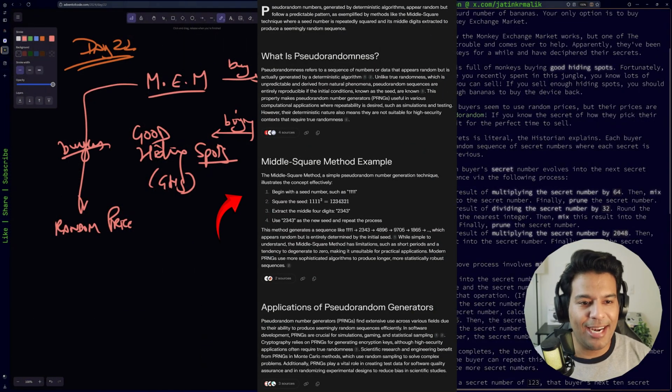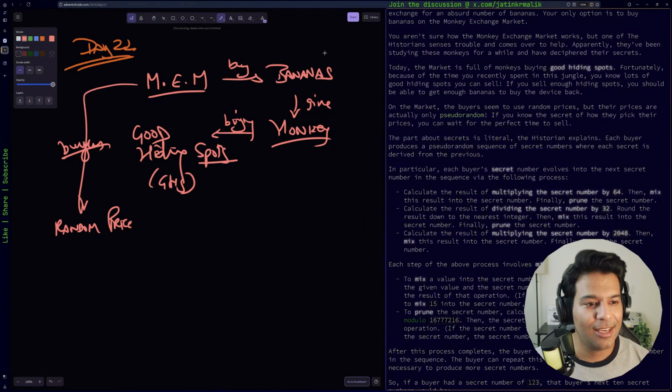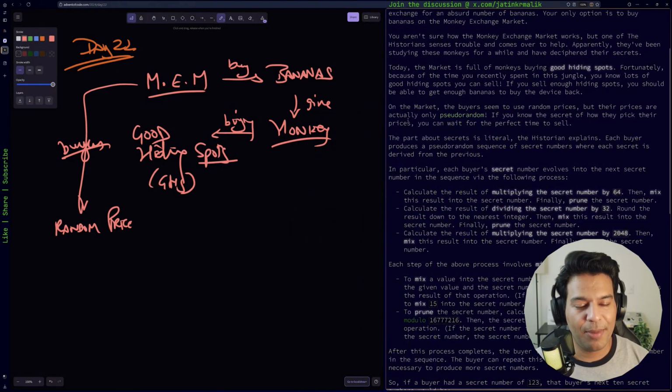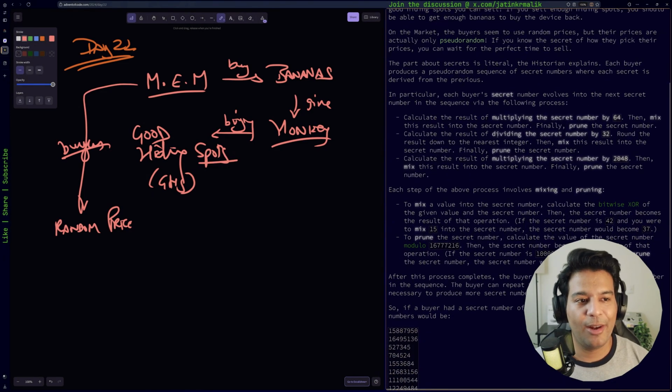And you can write a lot of pseudo-random functions here, like, for example, to an untrained eye who doesn't even know, let's say, a Fibonacci sequence or a prime number generator, it may seem very random to them. But only if you know the order of how it is being generated, it's very easy to predict what number is next. And if you know the secret of how they pick their prices, you can wait for the perfect time to sell. Makes sense. We would like to sell at very high prices so that we can get bananas, so that we can get back the device that was stolen by monkeys.